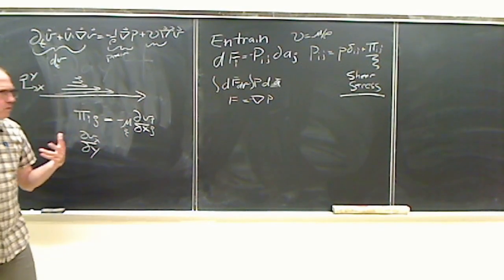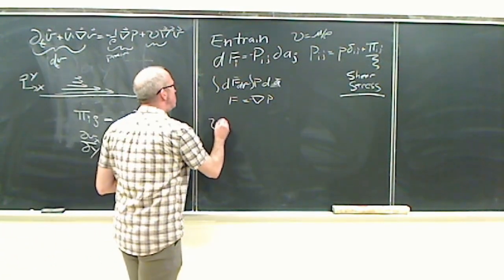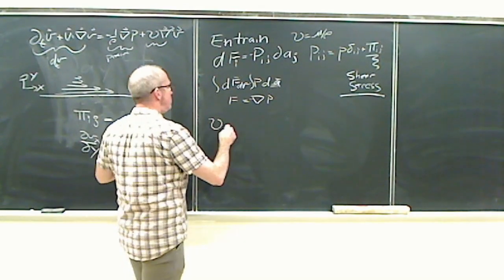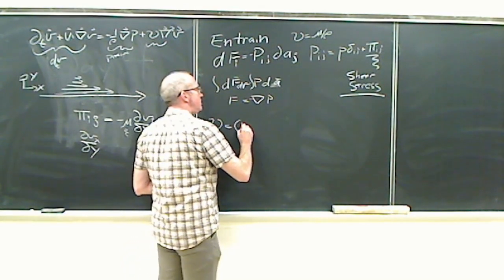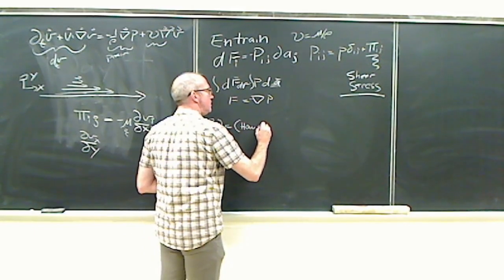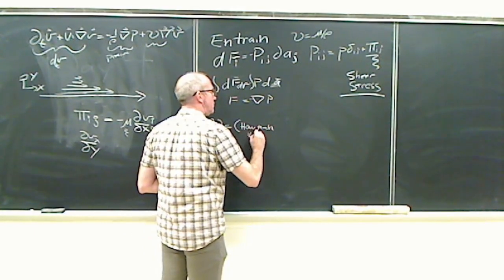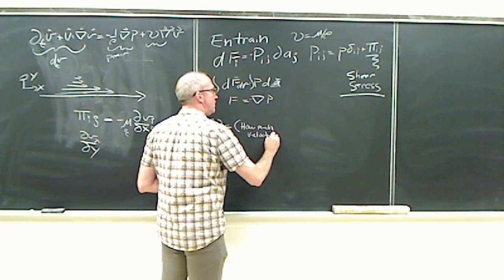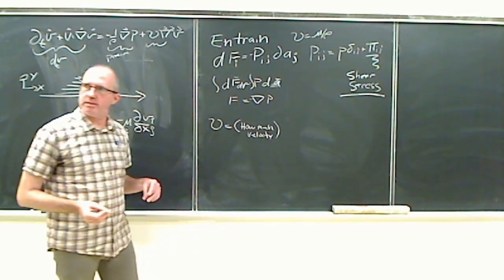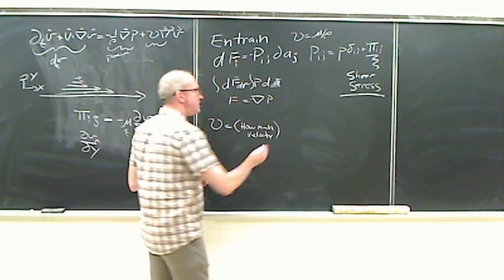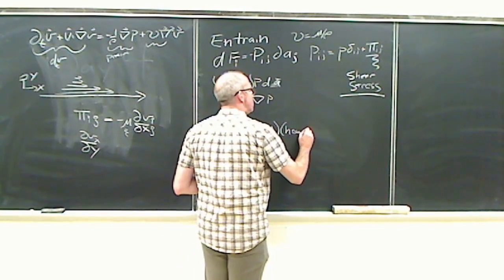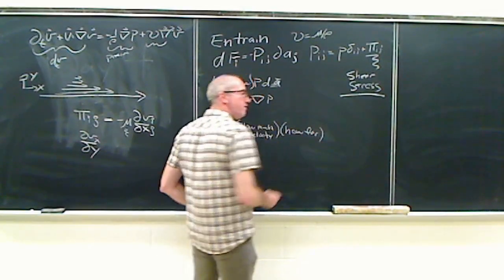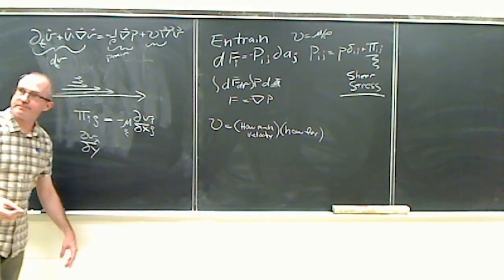So let's talk about what this means for a second. So nu, which is related to mu, is how much velocity you're probably going to carry times how far it's going to go.